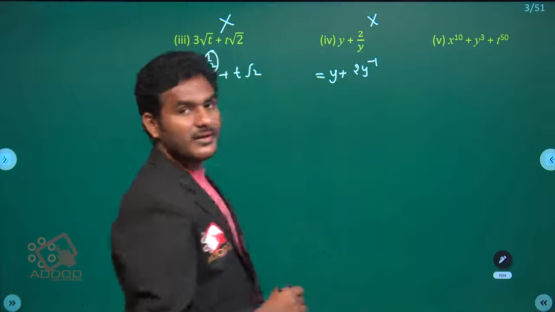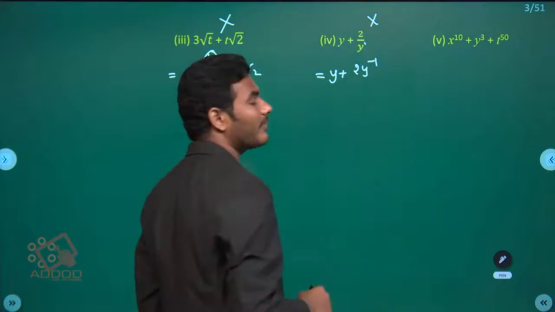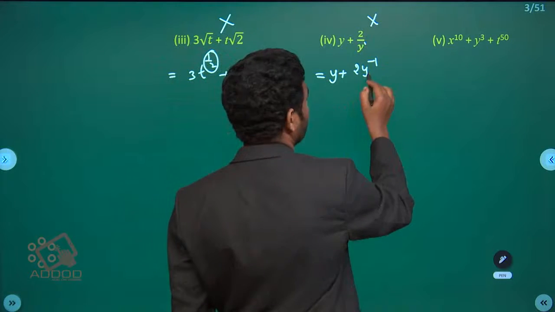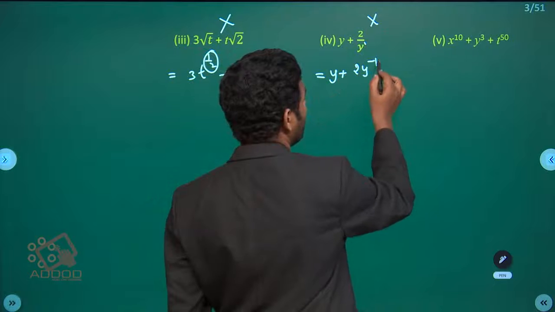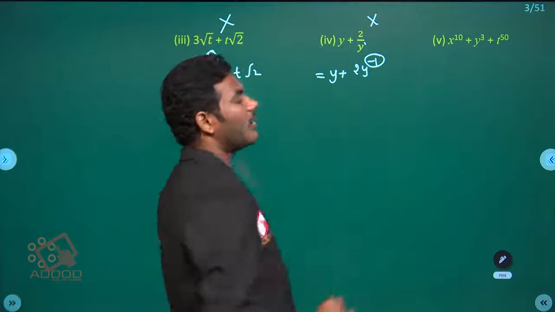So 2 by y is there now. 2 by y is nothing but 2 by y power 1. So if you take it to the numerator, then y plus 2y whole power minus 1. I mean y power minus 1 we are having. So here the negative power is there for the variable. So this is also not a polynomial.